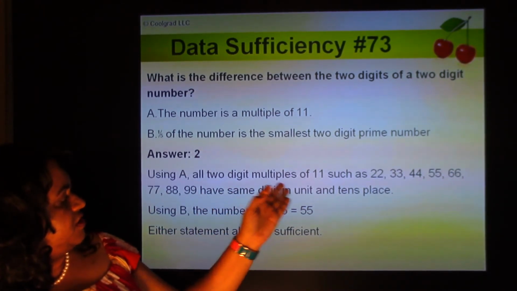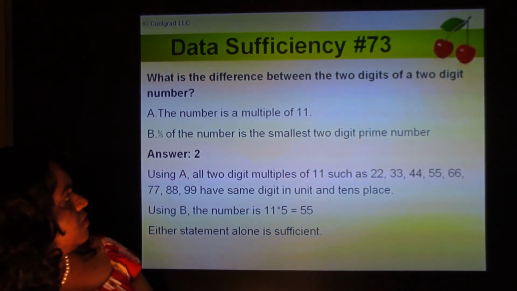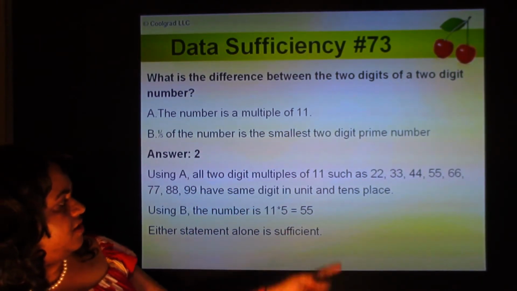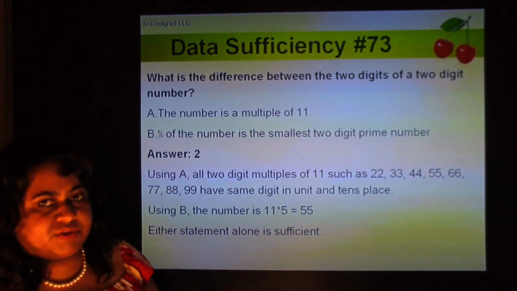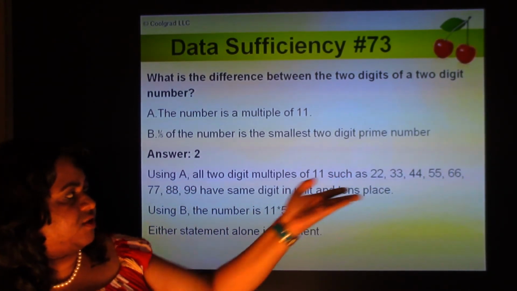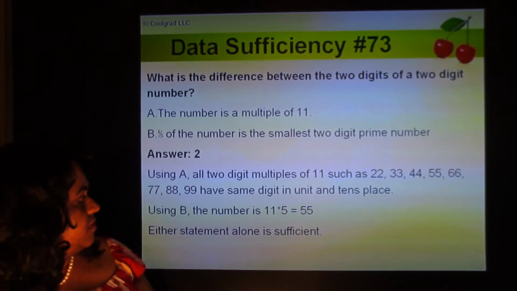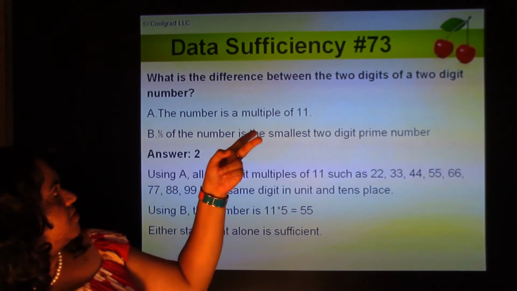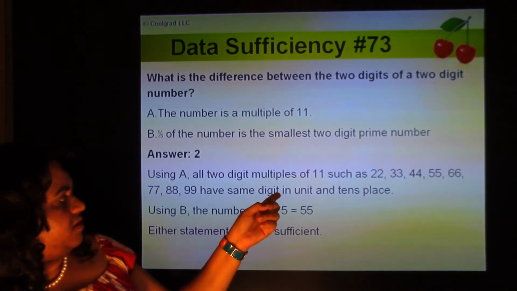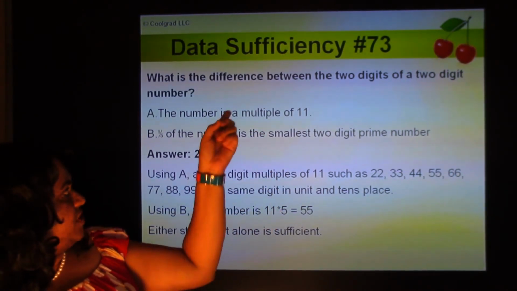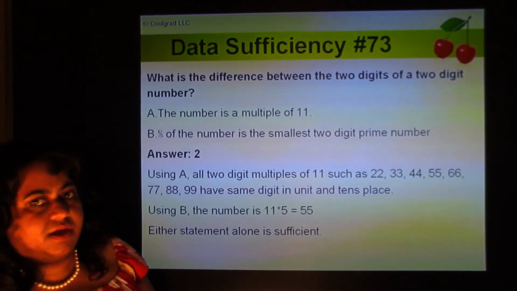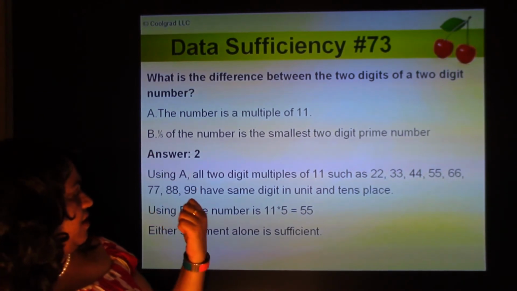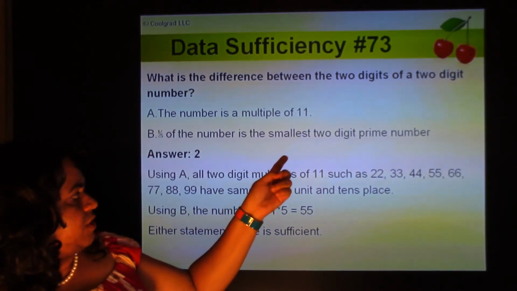They all have the same digit in the unit and tens place. The number is a multiple of 11 and it's 2 digits, right? So if you see any of these multiples of 11 which are 2 digits, they all have the same digits in the unit and tens place. So the difference between the digits will be 0, right? Regardless of which number you pick. So using A, we can solve this problem. The difference in the digits is 0. Using B, 1/5 of the number is the smallest 2-digit prime number.